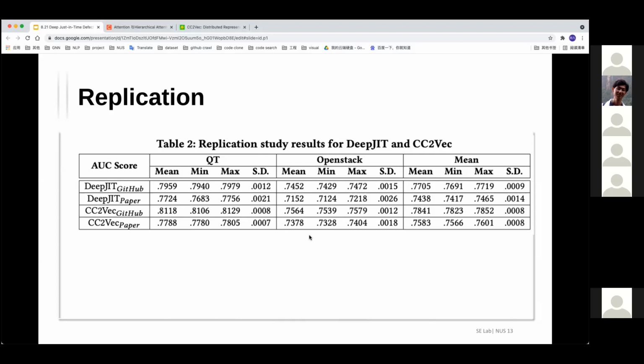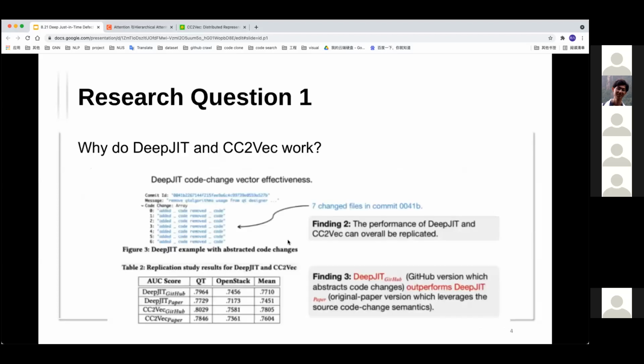Qt and OpenStack are two projects, right? Pardon? The Qt and OpenStack. Yeah, Qt and OpenStack are the data sets. Okay, let's keep going.